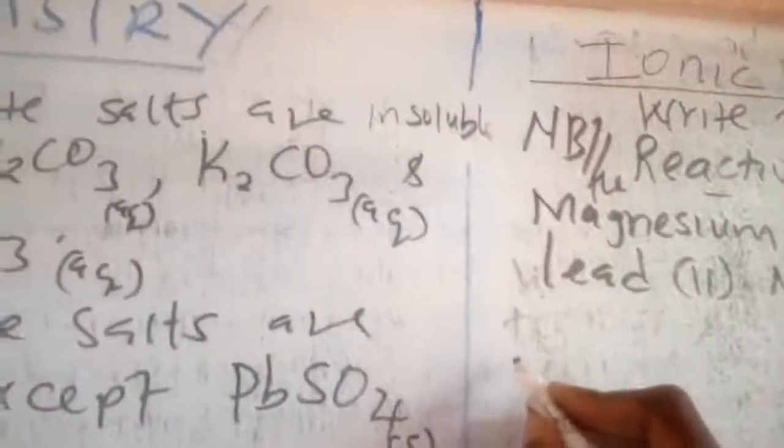So the stoichiometric equation, you start from there, that is magnesium sulfate, then you add lead 2 nitrate, then you will get magnesium nitrate plus lead 2 sulfate. That is a solid.